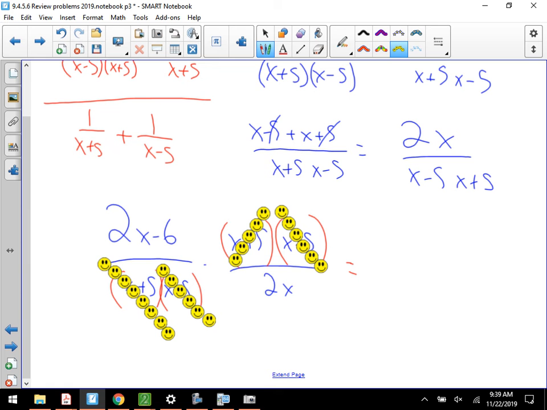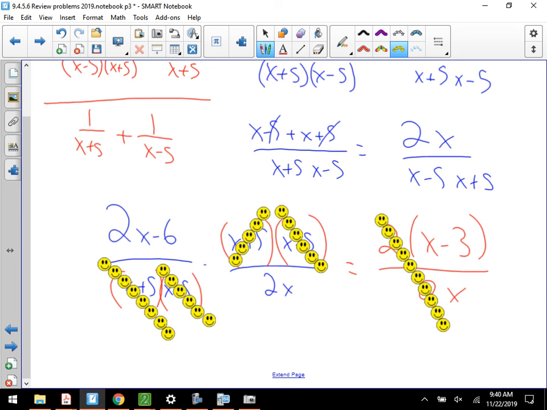Notice what you have. You have 2x minus 6 over 2x. You can't get rid of the 2x, but what can you factor out of the numerator? 2. Take out the 2. Whoa. And now you're complete. That's your x minus 3 all over x.